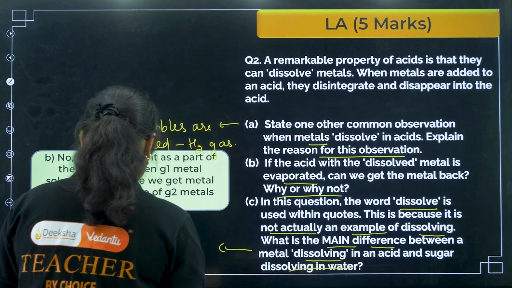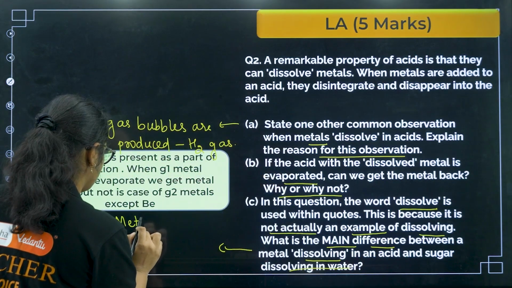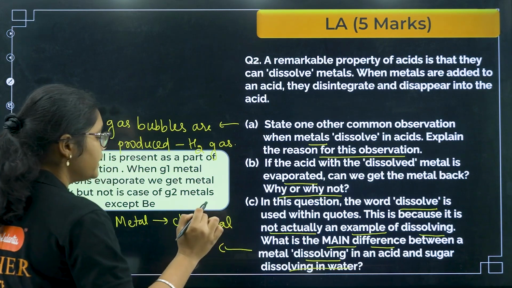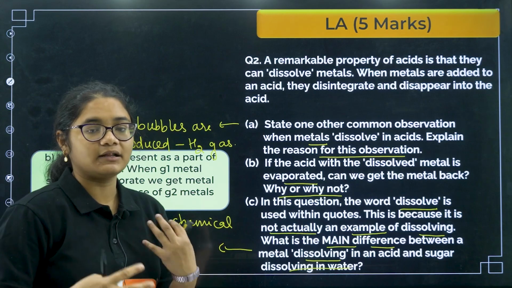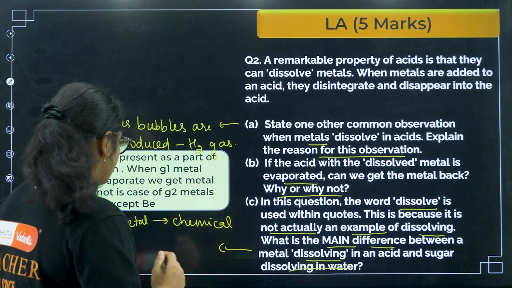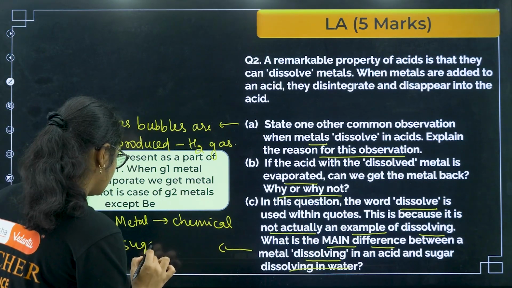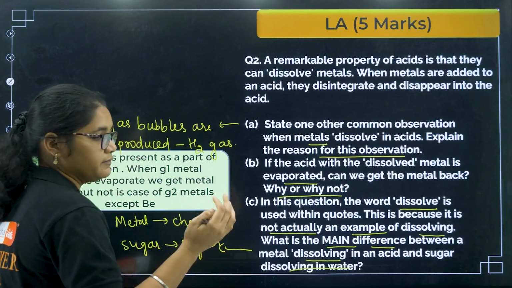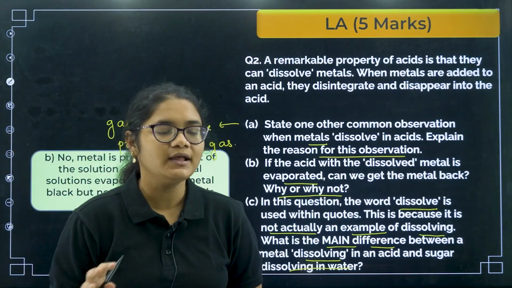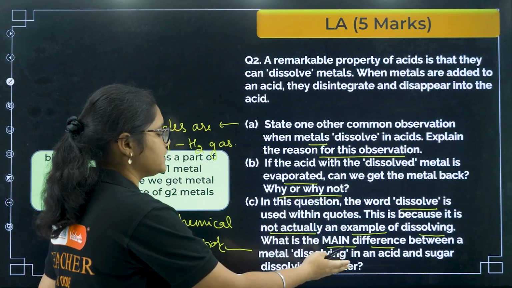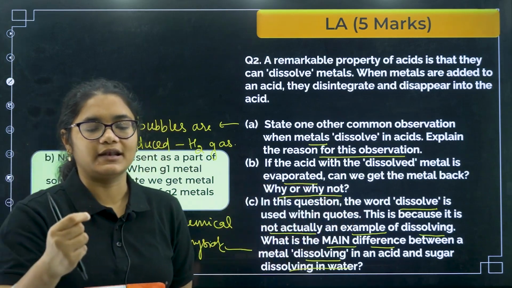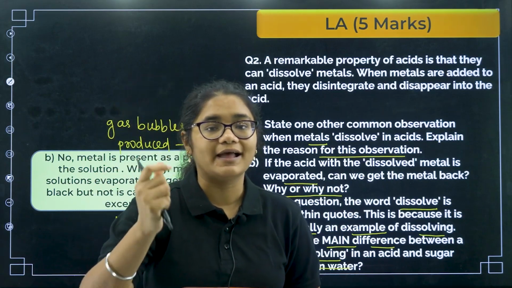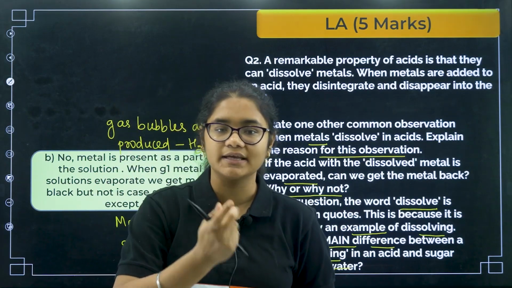Here you can see the metal dissolving in acid is a chemical process. It is very difficult to get back the metal again in its original state, whereas sugar dissolving in water is a physical change. If you evaporate, we will get back the sugar definitely. So that is why it is a physical change, and dissolving of a metal in an acid is a chemical change. You also find new products are formed, hydrogen gas is produced. So that is why that is a chemical change.